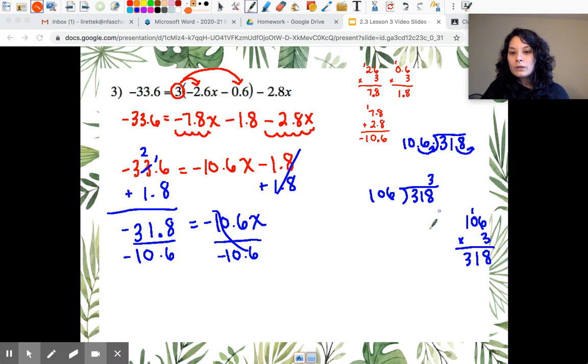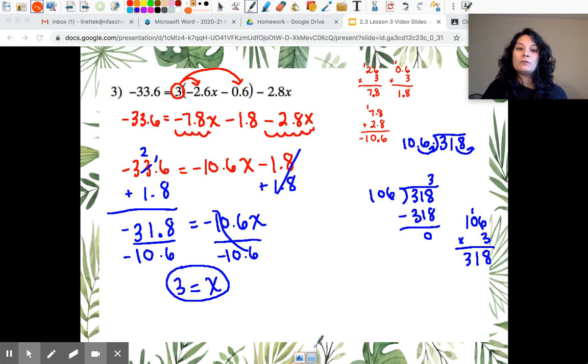My 3 goes above the end digit of my dividend. I multiply, subtract, so I get a nice integer value here. So this works out as a 3, and it should be a positive because the negatives canceled out. Here's my final answer. You should have gotten the same thing if you chose to clear the decimals at this step here. This is where you would have cleared the decimals.